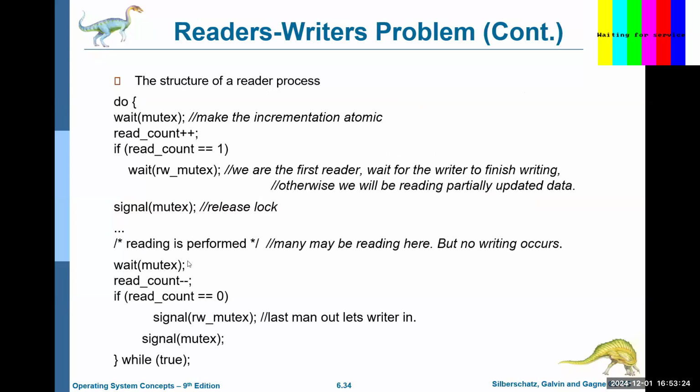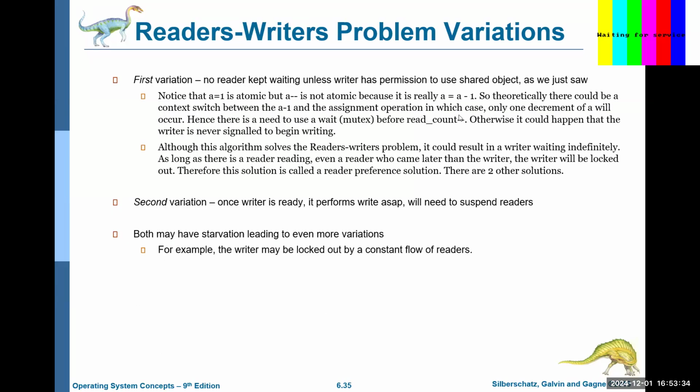What might A minus minus have? It's what you just said, that the mutex makes sure that between these two lines, A plus plus or the A minus minus, I guess, only one decrement will occur. Hence, there is a need to use the wait mutex before the read count. Otherwise, it could happen, right, we said this.